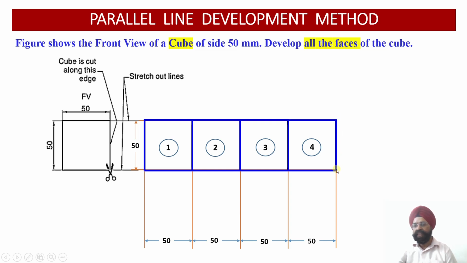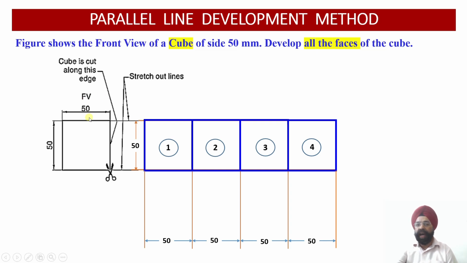whereas the height of this particular surface will be 50 millimeter. Wherever there is a bend or a joint, wherever this is going to bend, these bends will be shown with the help of solid lines. So these are four squares, and if we fold the surface with respect to these bend points which we have shown over here, we are going to get the lateral surface of this cube. But here we are required to develop all the faces of the cube.